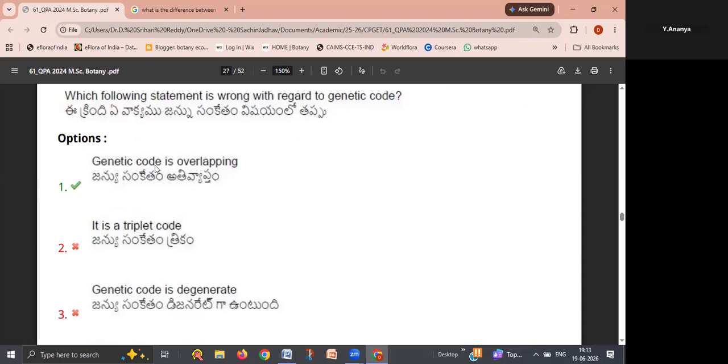The genetic code is overlapping. It is a triplet code. So first we sort out which one is right, which one is wrong. As I told you earlier, the genetic codon is a triplet code. That means it has 3 nitrogen bases or 3 nucleotides. Okay, so it is right. We have to choose the wrong one. Which one of the following is the wrong statement? It is a right statement.